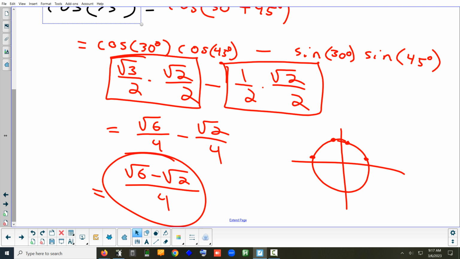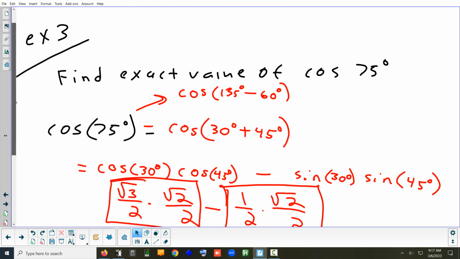All these answers are going to end up with variations of root 6, root 2s, and 4s. Sometimes they're plus, sometimes they're minus. Sometimes you have another minus in front, so you have 2 minuses. Sometimes the order here is switched. But it's always a variation on that. Yeah, very good.